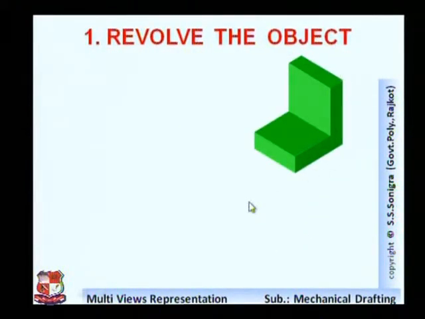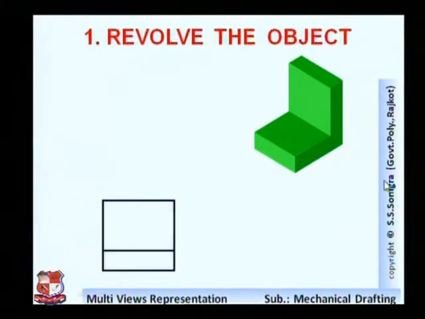Suppose the object is of the shape shown over here, an L shape object. If you want to draw its front view, it could be drawn like this. This is an object, so revolve this object towards us like this. This object is revolved towards us, and this would be its front view. So if you look from the front side, this object would appear like this.